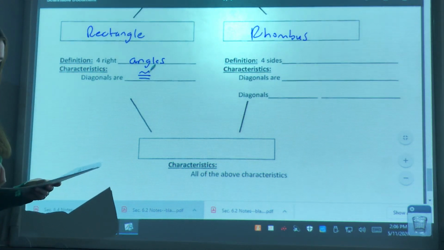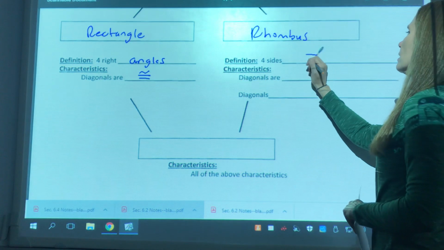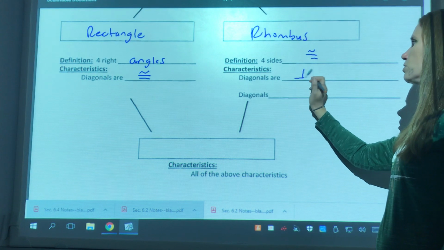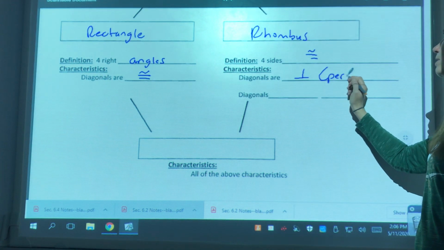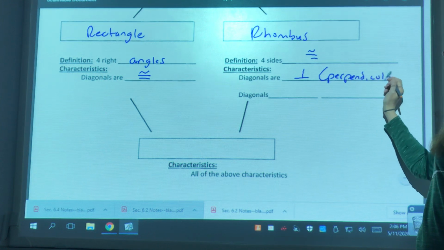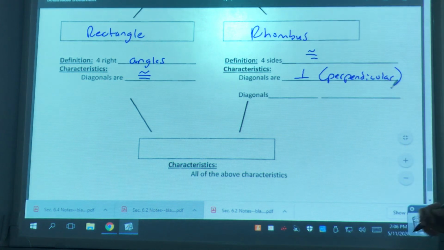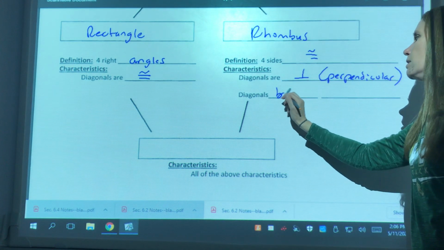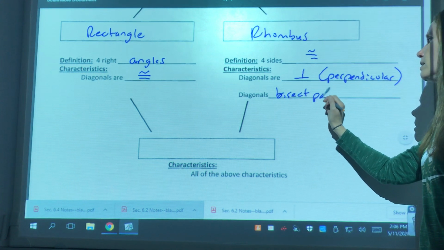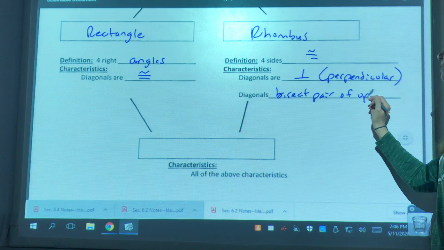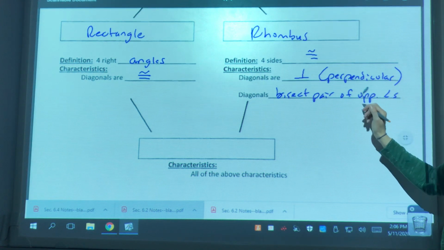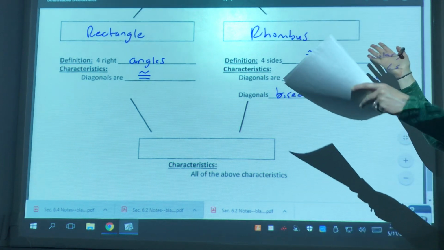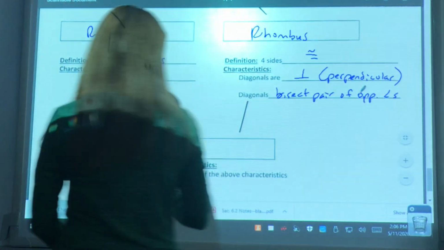For a rhombus, we said 4 sides are congruent, and the diagonals are perpendicular. You can use your upside down T, or if you want to write the word, you can. And then the other thing we said about a diagonal is they bisect a pair of opposite angles. Diagonals bisect pair of opposite angles, just abbreviating opposite. And then from there, rectangle and rhombus funnel down to a square.